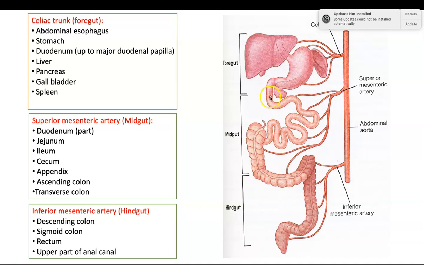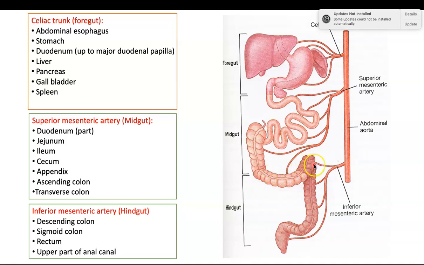So this is the end of the foregut, that begins at the abdominal esophagus. From here, below the major duodenal papilla, is the beginning of the midgut, and the midgut continues all the way to the transverse colon, where in some texts you will see it say the end of the transverse colon is part of the midgut or the territory of the superior mesenteric artery.